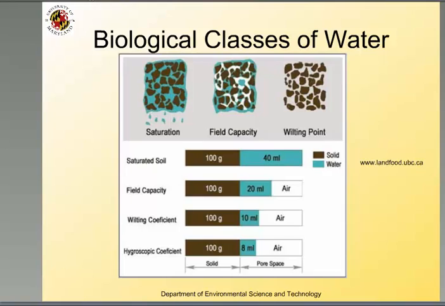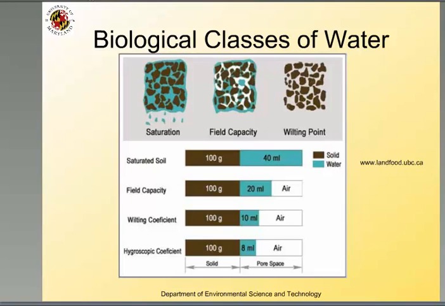So there's some conditions where some people must be farming land that has some tidal influences of brackish water, but it's not common. Now, Gary Felton's going to talk a lot more about the water cycle. I just want to talk a little bit about the biological classes of water.